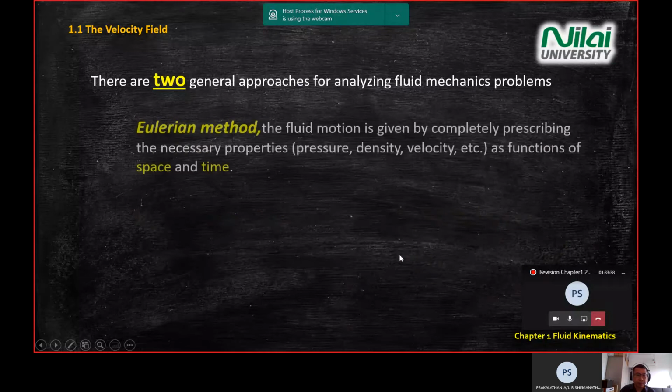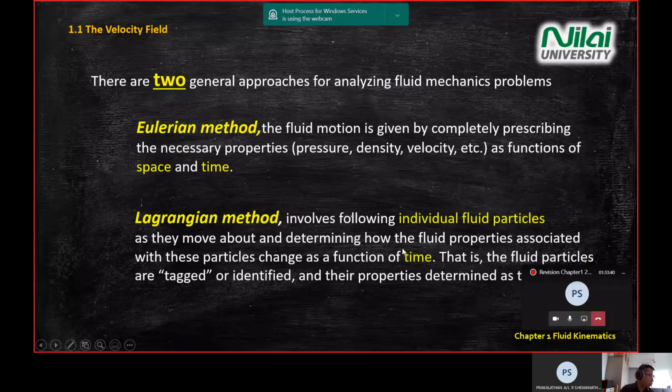Okay. Now the next one, we're going to look at two general approaches, two methods we use to analyze fluid mechanics problems. The first one is Eulerian. The second one is Lagrangian. There are two major approaches, two methods that we usually use to analyze fluid mechanics problems. The first one is called Eulerian. The second one is called Lagrangian.